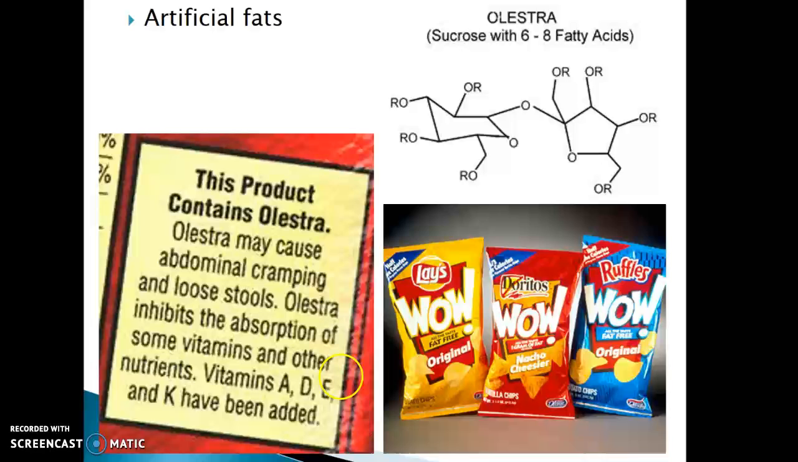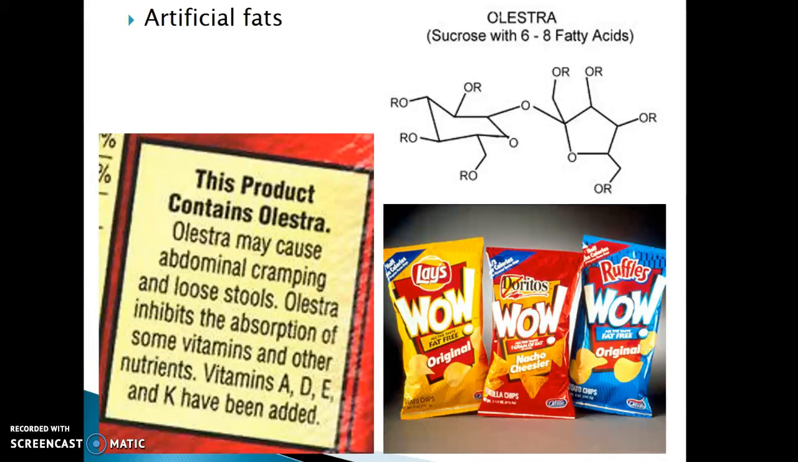So the concern is overconsumption, just like if you overconsume too much fiber, it can lead to some digestive issues. This is the back of that Dorito bag, the label. It contains olestra, and it may cause abdominal cramping, loose stools. It inhibits the absorption of vitamins and nutrients, because when you eat it, if you eat too much, it goes into your stomach, starts to break down, your digestive system doesn't recognize it, and it says, let's get this out of the body. We're done.